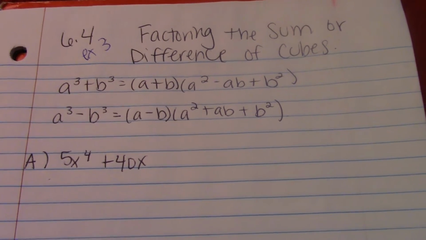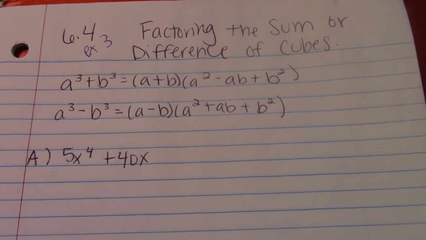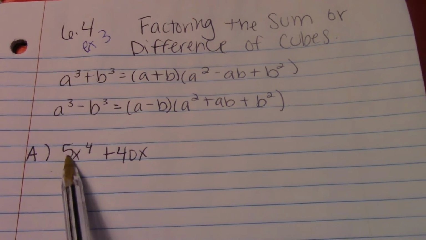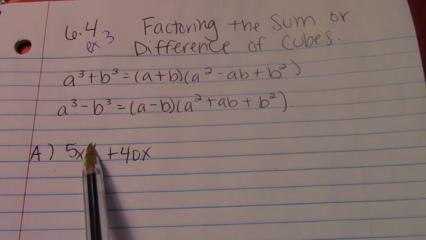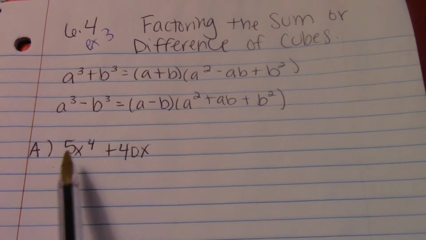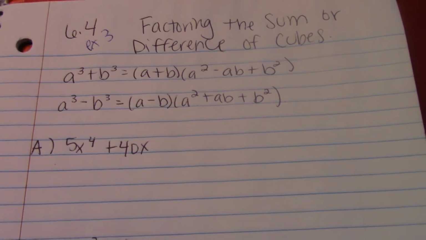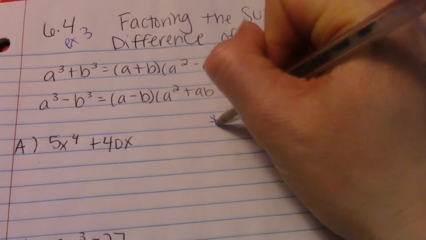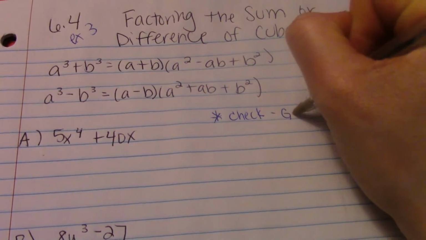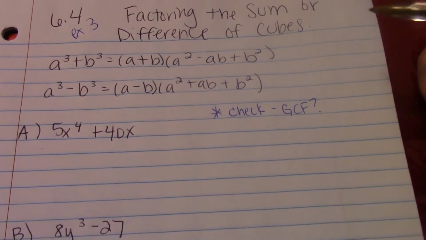So before we can do anything, we need to make sure that we have cubes. So that means this number and this needs to be a cube. This number and this needs to be a cube. So first check, is there a GCF? If there is, take it out.